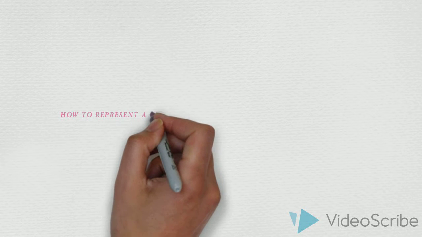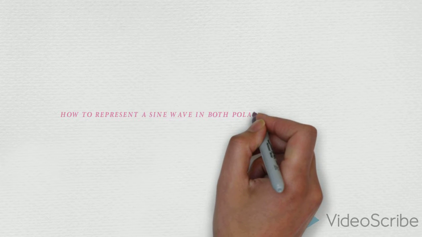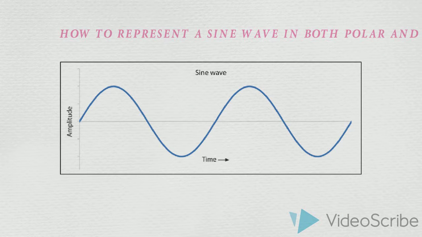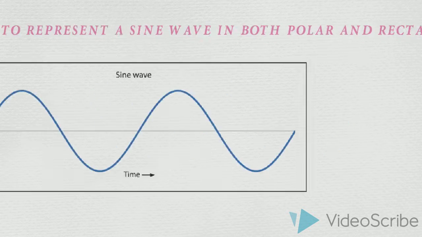Hi, the following is a summary on how to represent a sine wave in both polar and rectangular form. A sine wave is a curve representing periodic oscillations of constant amplitude as given by a sine function.